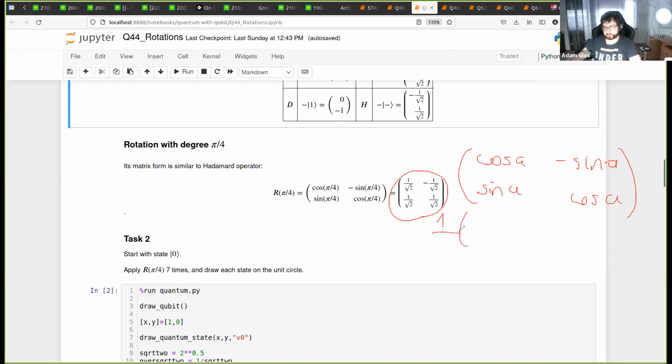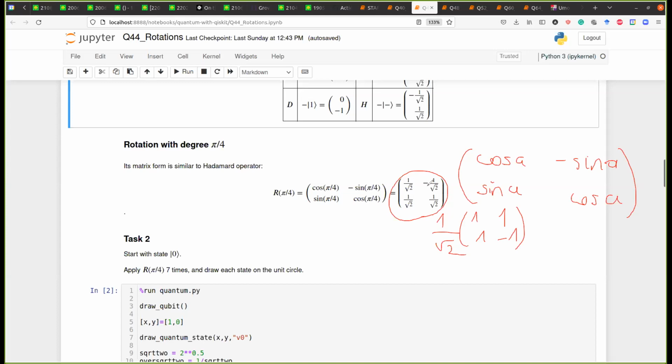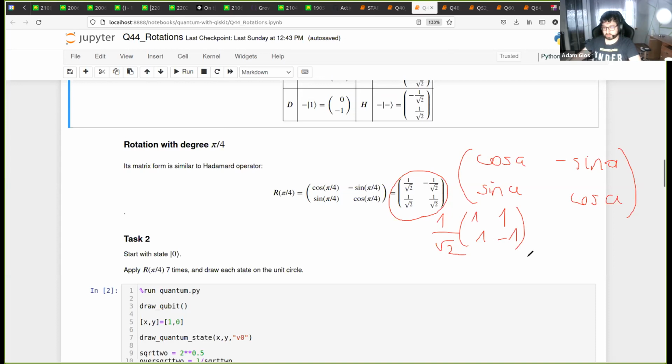So Hadamard, let me just take this 1/2, looks like this. All the values are the same in absolute value, except that this minus, instead of being on top right, for Hadamard it's on the bottom right corner. So you can see that even such a small change may lead to a very different behavior of the quantum state.